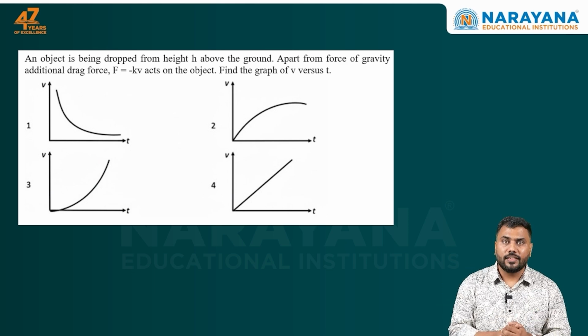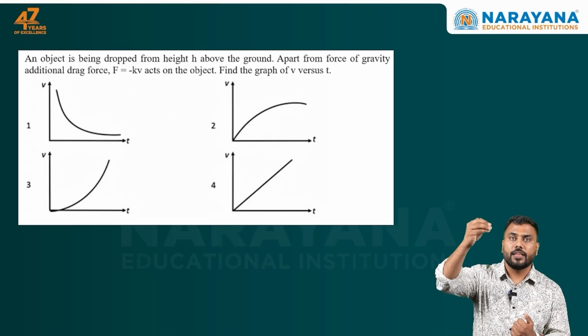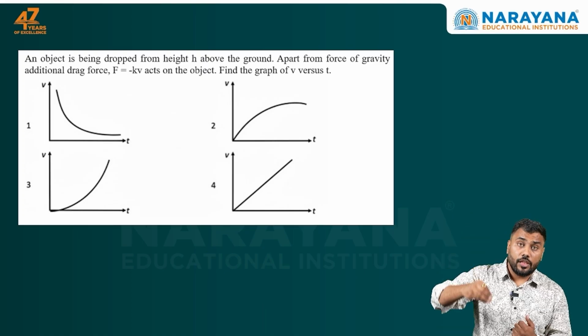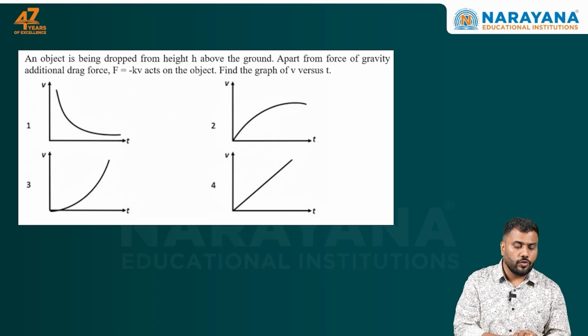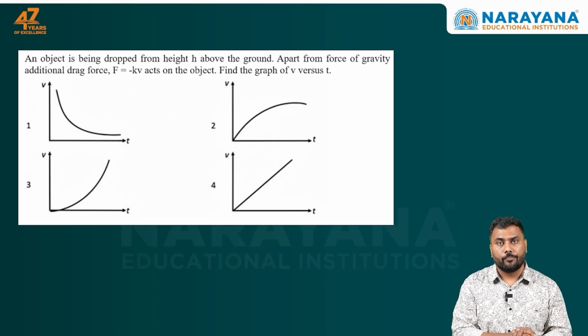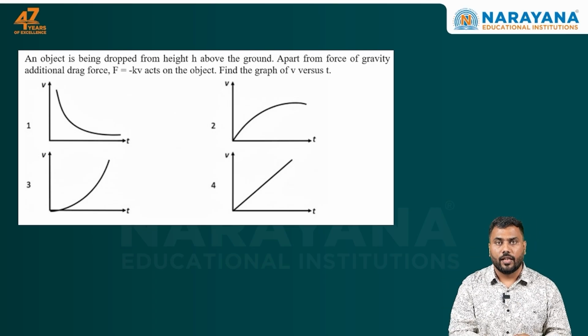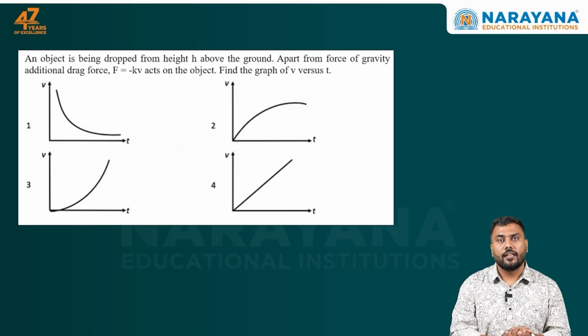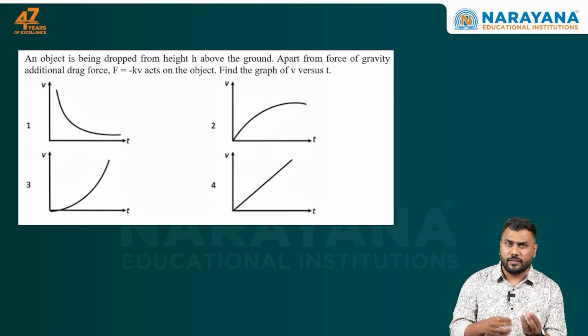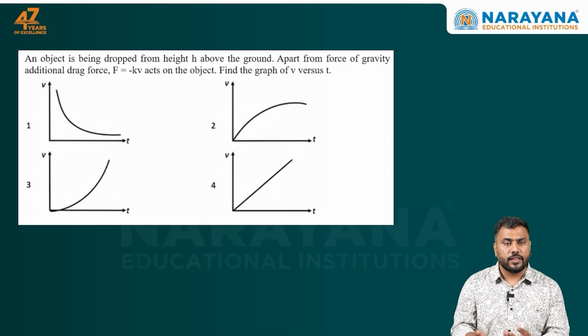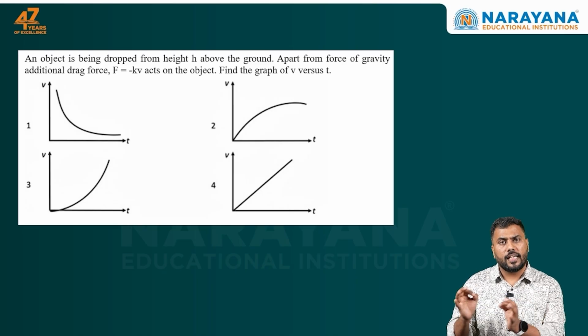So the first question that we have here is similar to the terminal velocity kind of situation where you drop an object in a viscous liquid. The question is asking us to find the velocity versus time graph when an object is dropped from a height, and in addition to gravity there is a drag force also acting, which is given by minus kV. You must have seen this kind of situation when a heavy object is dropped in a viscous liquid. Because of viscosity of the liquid, there is a drag force which is 6 pi eta r v. This drag force is just proportional to velocity and negative in sign, just like Stokes' formula.